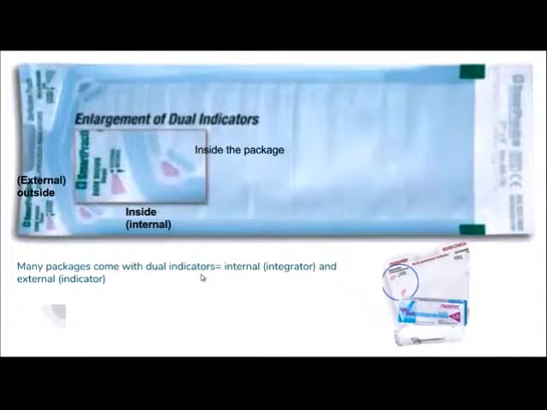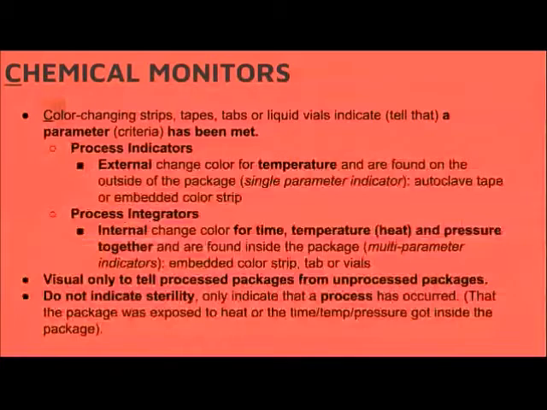The significance of that is that it is possible for an instrument to get hot, but not to get pressure and time, which are what make sterilization actually occur. So the chemical monitors, and you can get further into this as you're reading, are visual only, meaning that they don't tell us something is sterile, they just tell us they've been through the process.